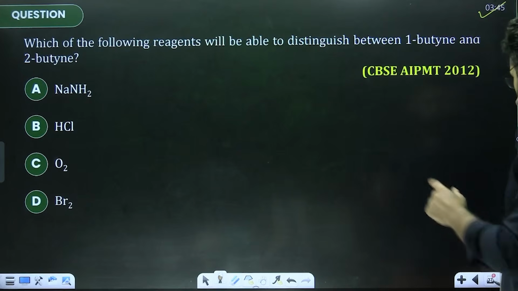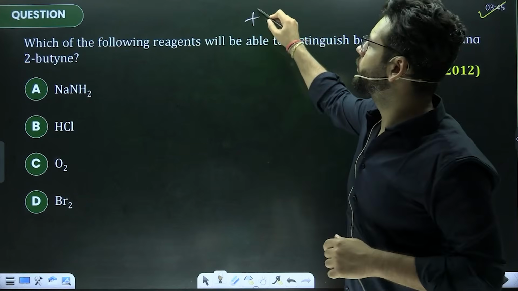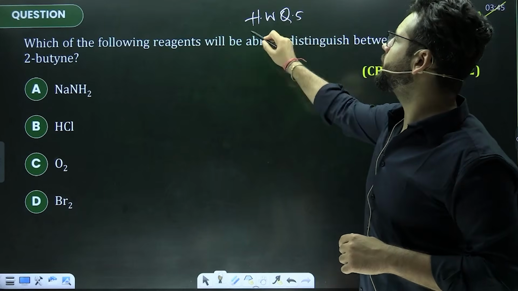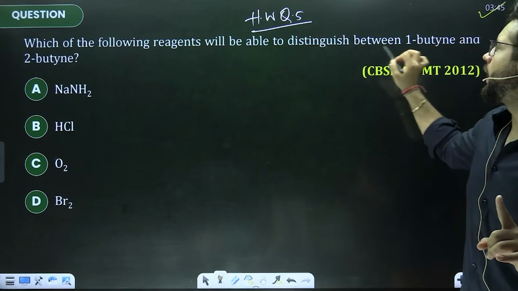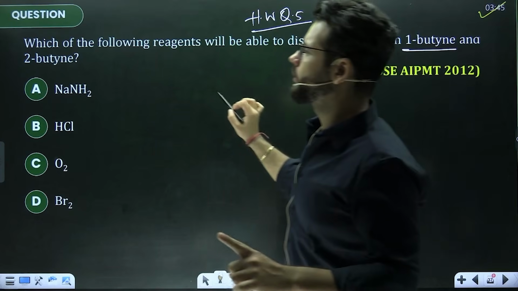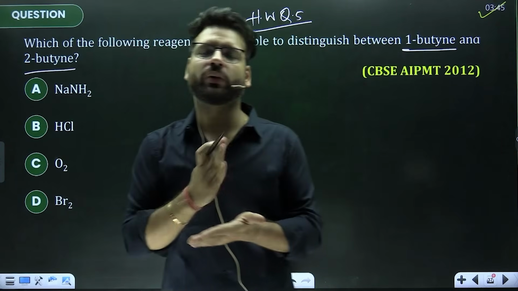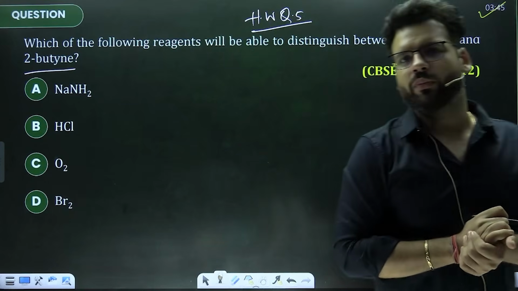Okay, again a homework question. Quickly tell me the answer. Homework question number 5. I've just discussed all these concepts. Nothing new. I've just discussed how to distinguish between 1-butyne and 2-butyne. Yourself you need to answer in the comment box. Quickly answer, all of you.